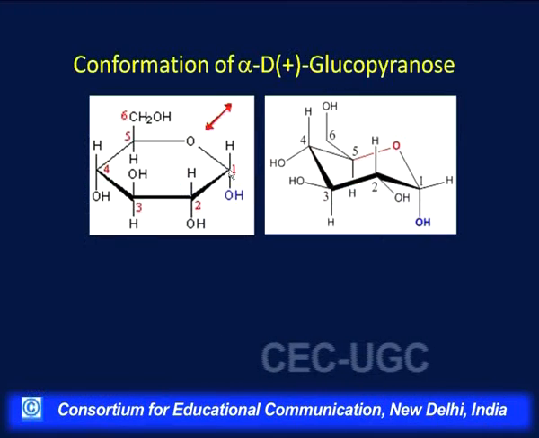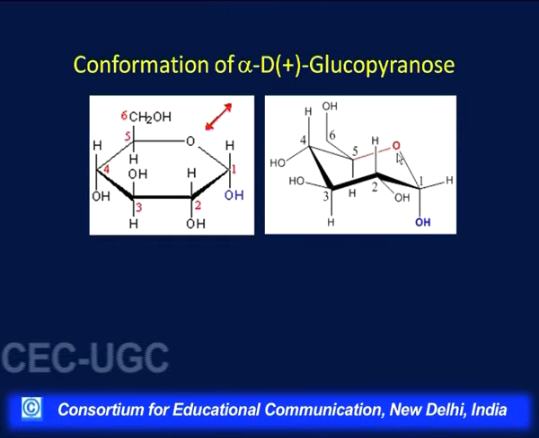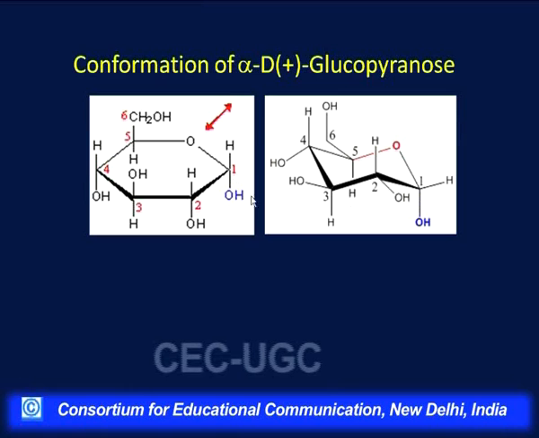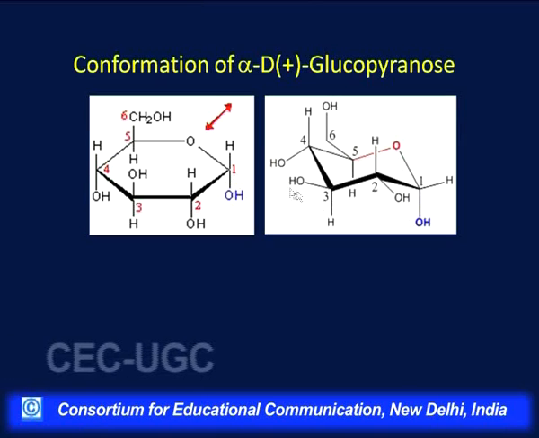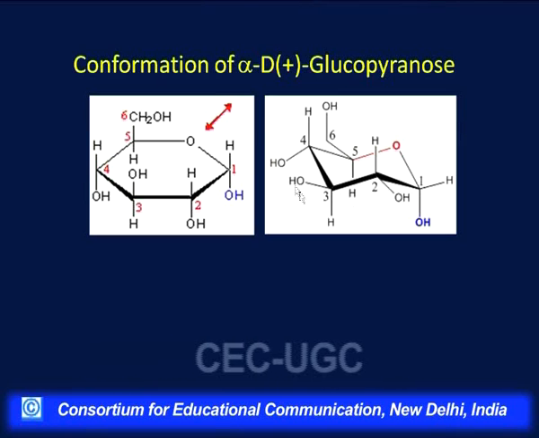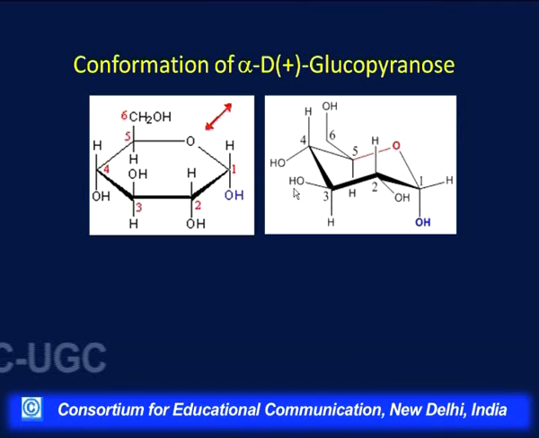It is represented like this. This hydroxyl is placed below, but when this carbon is tilted downward with respect to this oxygen, then this hydroxyl occupies the axial position, whereas this hydroxyl and this hydroxyl all occupy the equatorial position. This conformation is quite stable because 3 of the hydroxyl groups are occupying the equatorial positions.